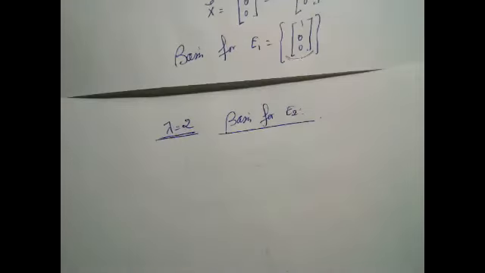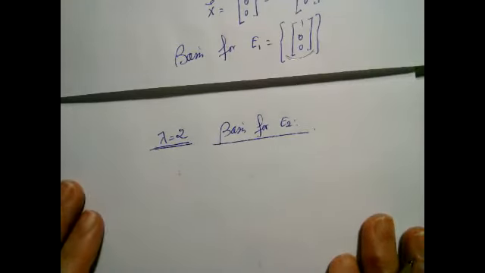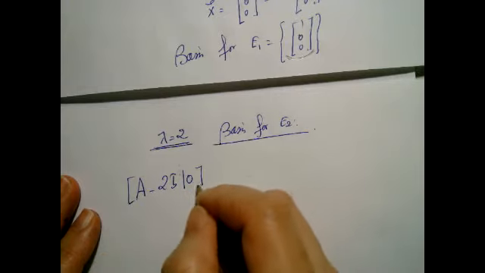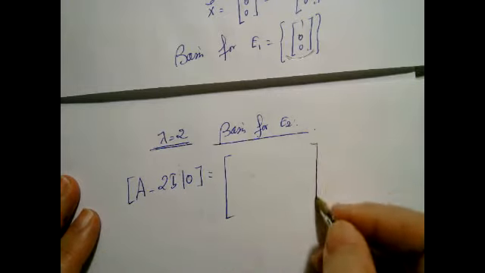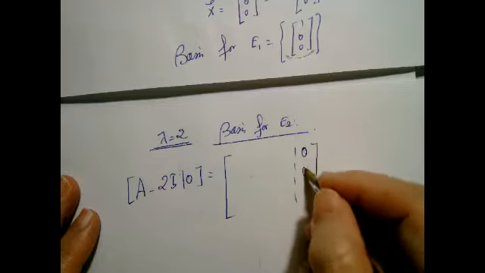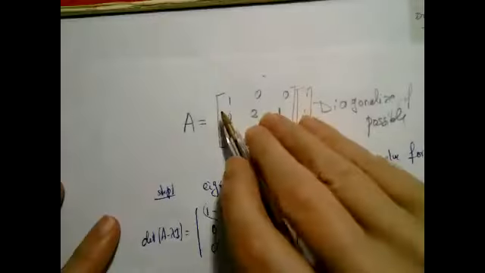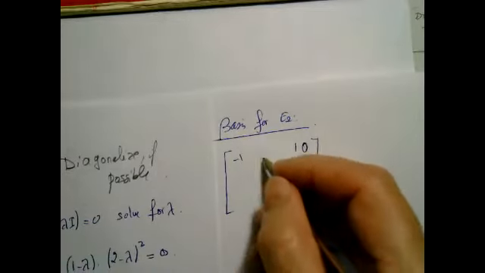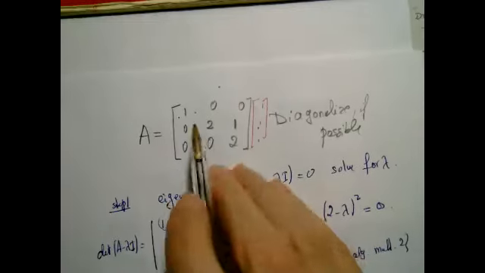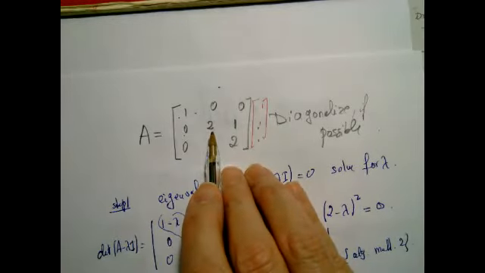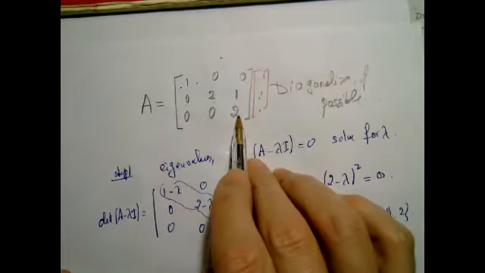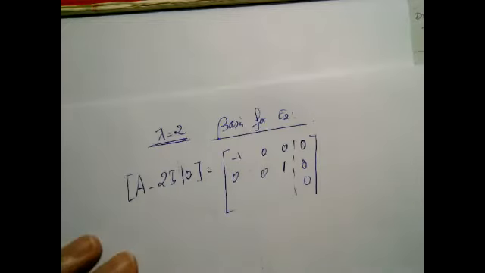All right, so to find a basis for E2, I need to solve (A minus 2I)x equal to 0. And let's see what I get. This is my A. I have to take 2 away: 1 minus 2 is minus 1, 0, 0, and I have 0. I have to take 2 away from this and the 1, 0, 0, 1. Here I have to take 2 away, 0, 0, 2 minus 2 is 0.